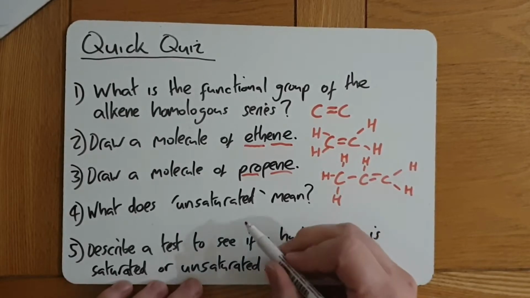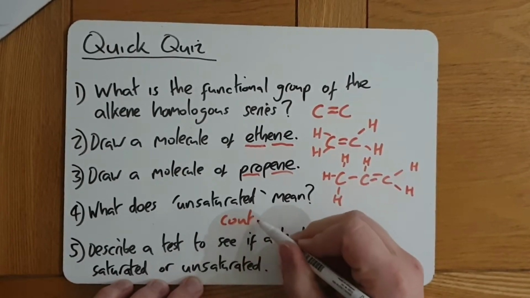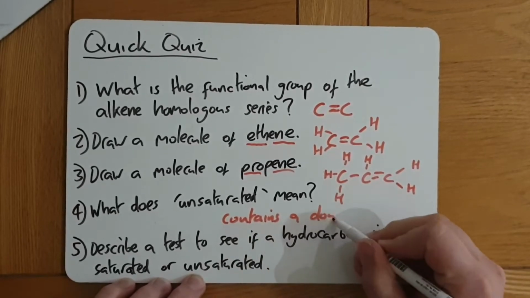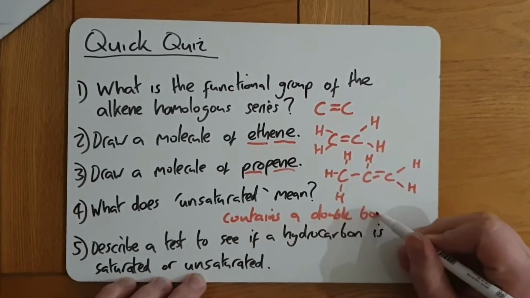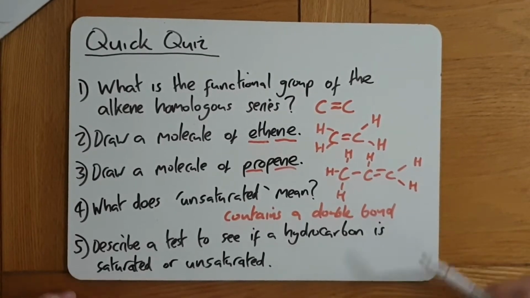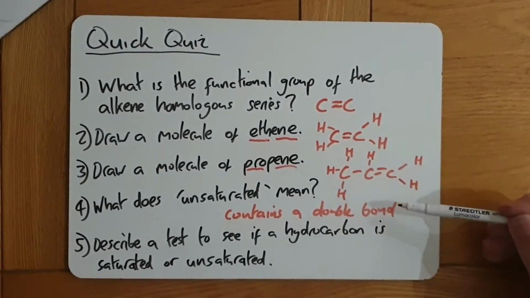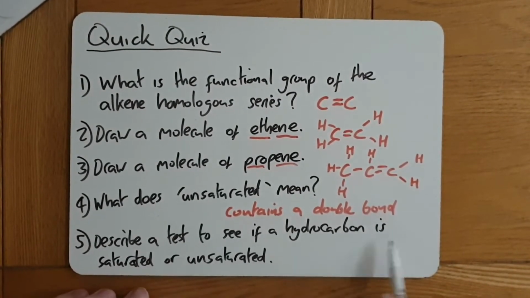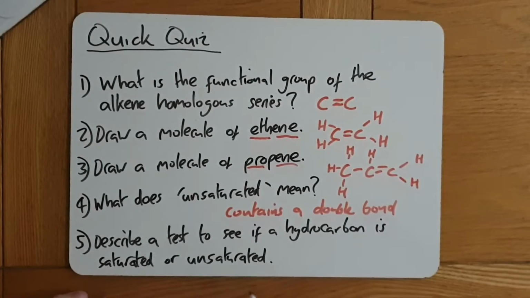Right, what does unsaturated mean? So unsaturated means it contains a double bond. So if we look, double bond between carbons, right? So these are all unsaturated because they're all alkenes. Alkenes are unsaturated. Describe a test to see if a hydrocarbon is saturated or unsaturated.